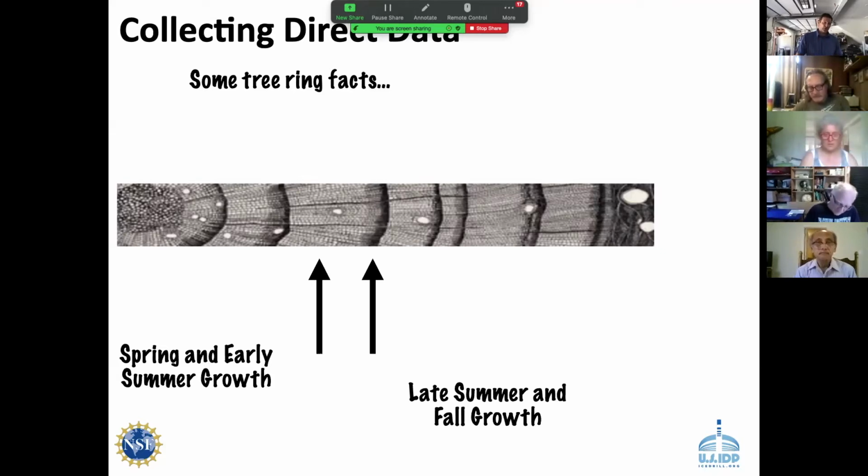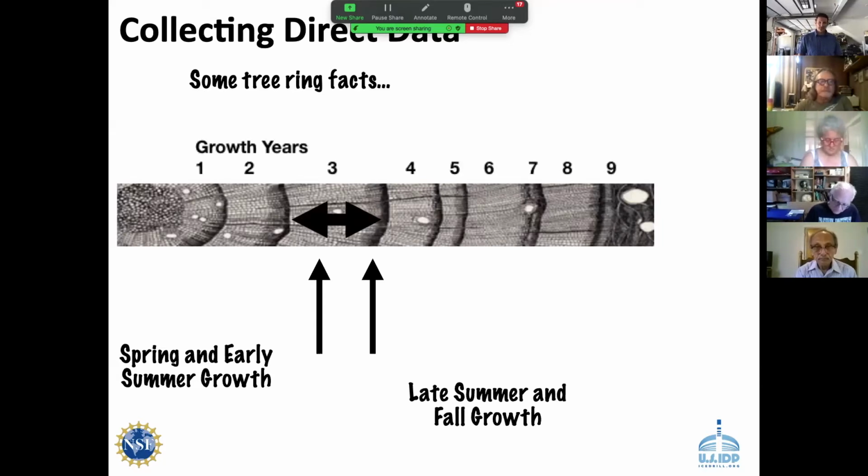But what you need to know for this activity is this: one light band and one dark band encompasses 1 year of growth in that tree. So if I'm counting growth years, I would count it like that: 1, 2, 3, 4, 5, 6, 7, 8, 9. So those are the basic facts you have to know to make some direct measurements on this tree.